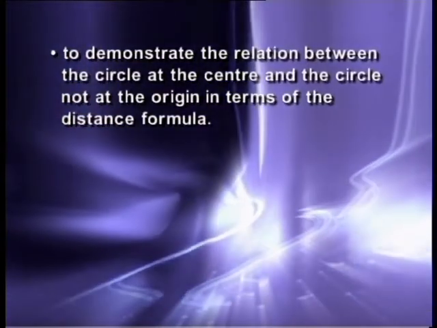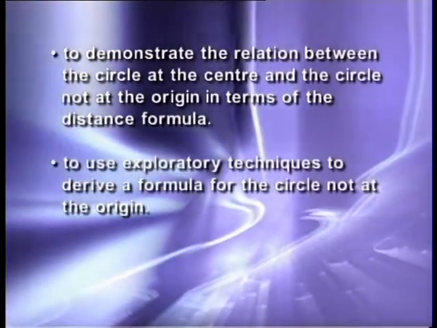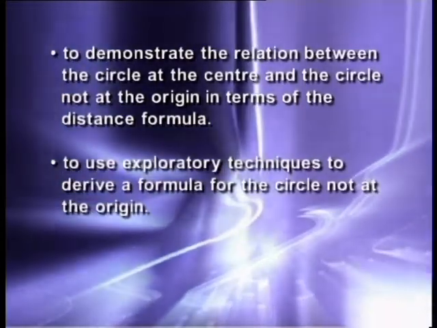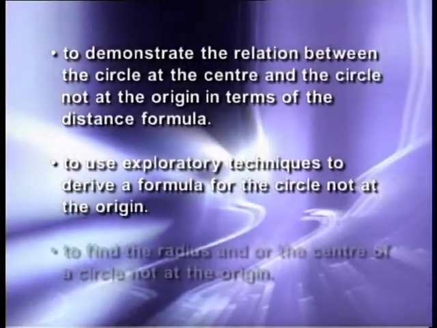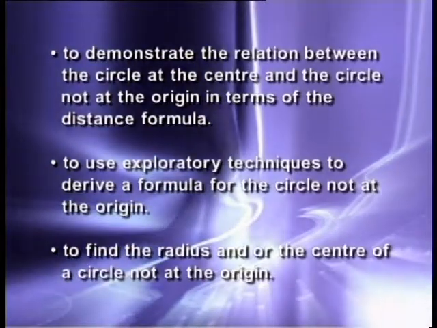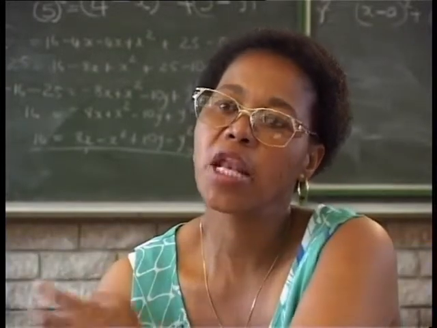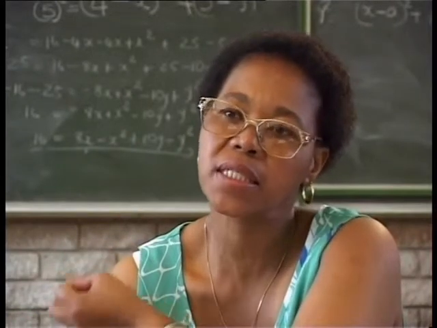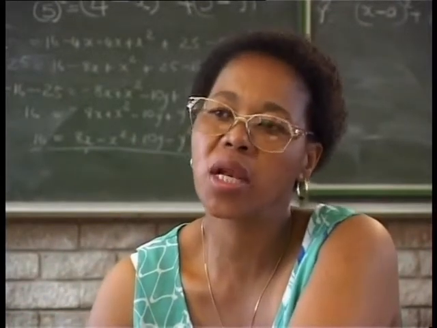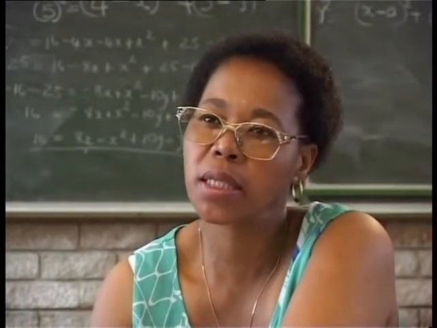The outcomes of the lesson for the learners are to demonstrate the relation between the circle at the origin and the circle not at the origin in terms of the distance formula, use exploratory techniques to derive a formula for the circle not at the origin, and find the radius and/or the center of the circle not at the origin. The pupils had to find the equation of the circle using the knowledge that they have of a distance formula and also the knowledge of the equation of a circle having the center as the origin.